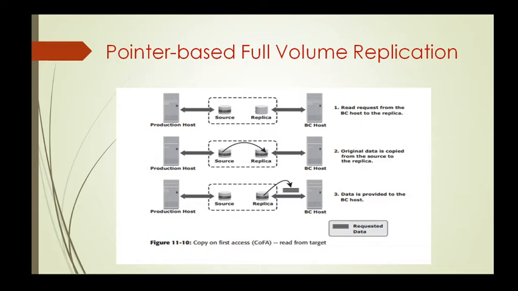Here we have made use of only horizontal lines that indicate the requested data. So in the third step, what will happen? The data will be provided to the BC host.